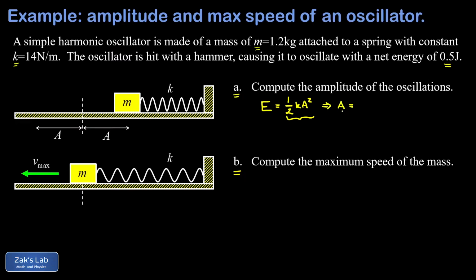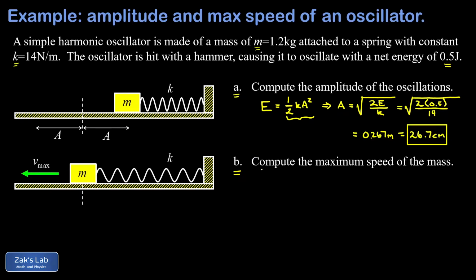So we can go ahead and solve this symbolically for the amplitude. We multiply both sides by 2, divide by K, and square root the result. So this tells us that the amplitude is the square root of 2 times the total energy in the oscillator divided by the spring constant. Subbing in the numbers, I have 2 times 0.5 divided by 14 newtons per meter for the spring constant, and we take the square root of that. And this gives us 0.267 meters for the amplitude, and it might be nicer to express that in centimeters as 26.7 centimeters.